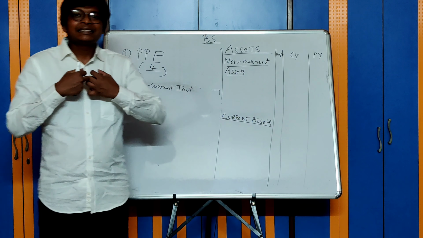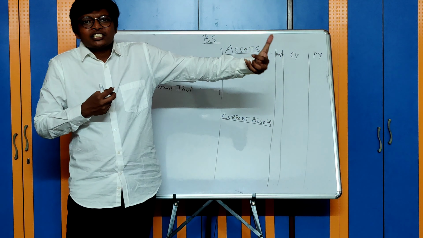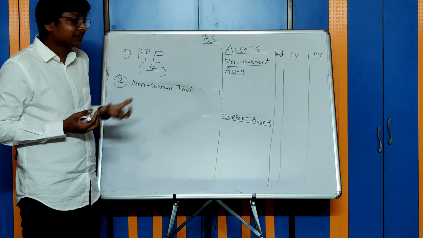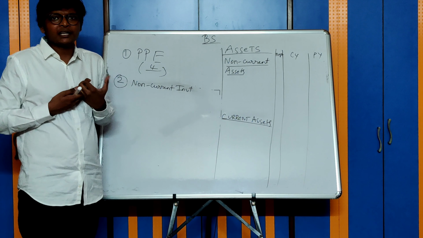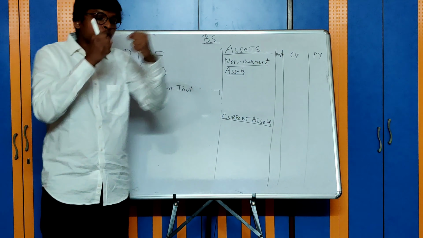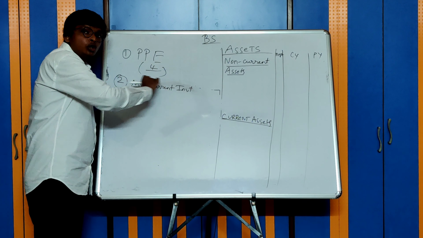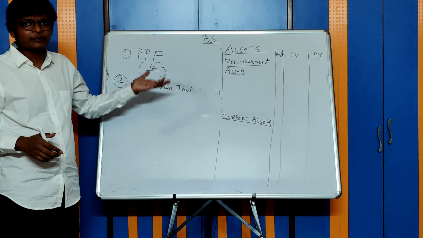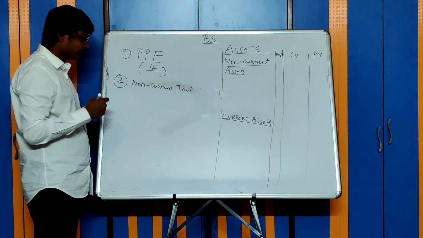Sir, what is this? See, I am X Limited and I am buying 100 shares in Reliance and I want to keep those shares for the next 5 years. That investment by me, what entry will I pass for buying shares? Investment in shares account debit to bank. Those investments will come under my non-current investments. Your trial balance will have investment in shares, investment in debentures, all those will come here.